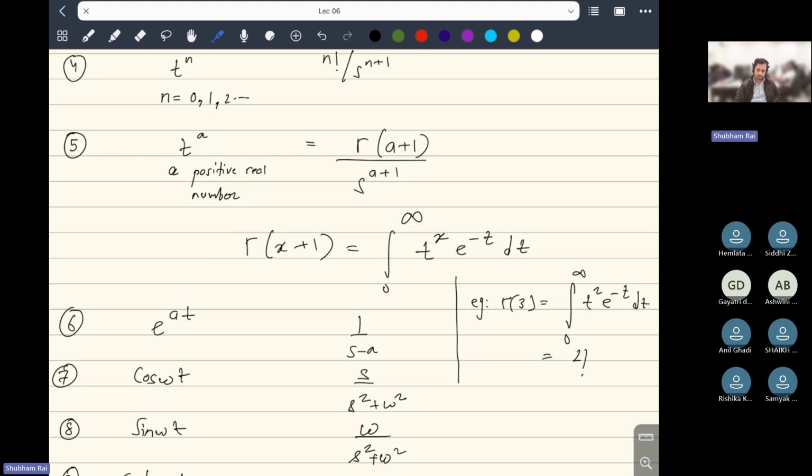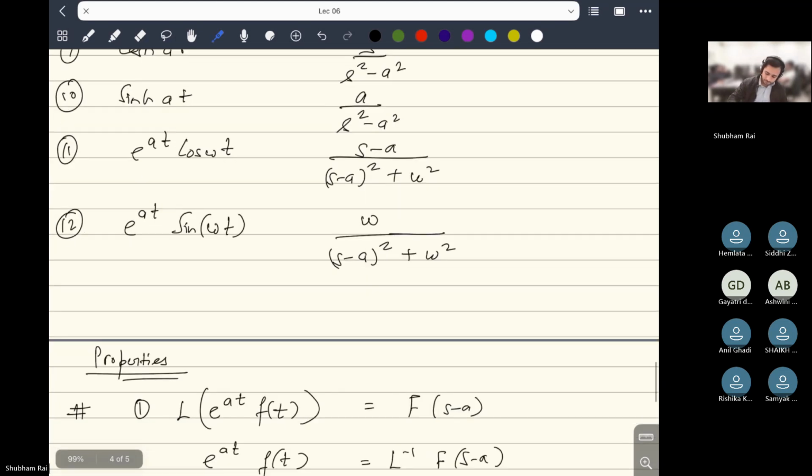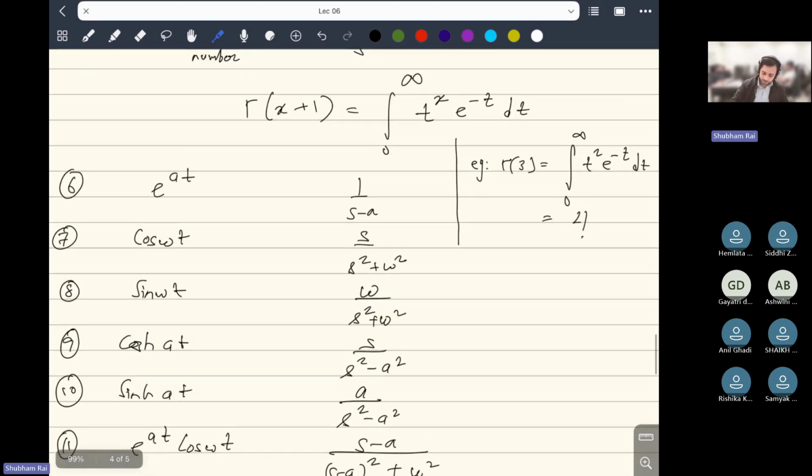For natural numbers, the gamma function is simply a factorial. I'm not sure about it, so you just check it. But I'm sure that it will be a factorial. It may be 3 factorial or 2 factorial, and you need to confirm it.